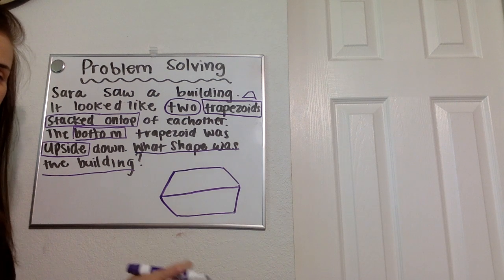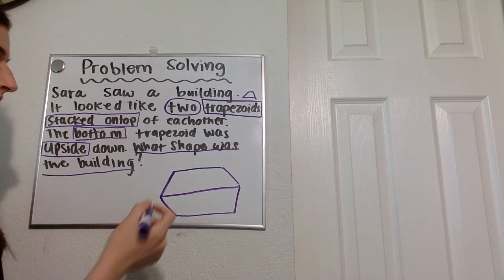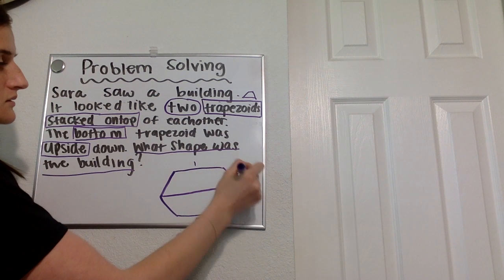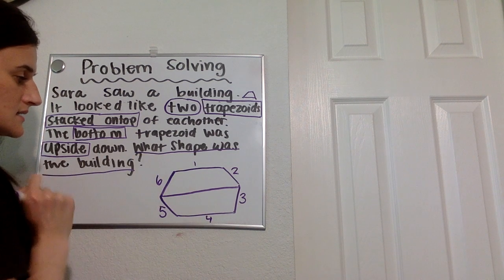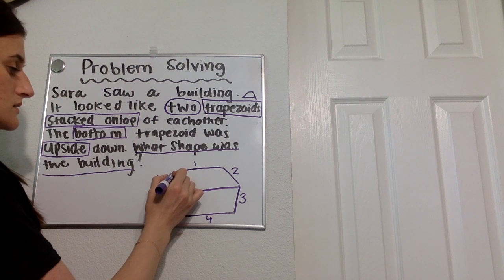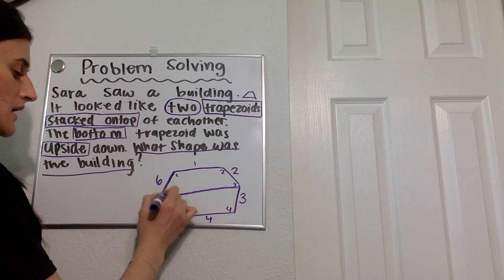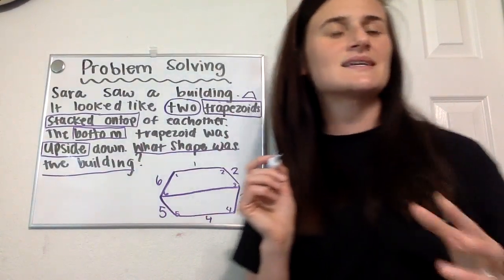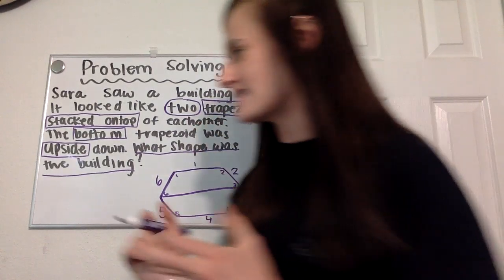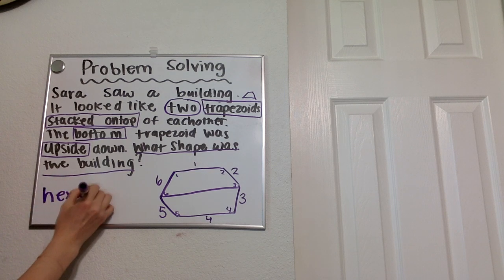Now, how can I figure out what shape this is? Well, what I'm going to do is I'm going to count the sides. So I have 1, 2, 3, 4, 5, 6 sides. I'm going to check it by counting my angles. 1, 2, 3, 4, 5, 6. And I know my shape that has 6 sides and 6 angles is a hexagon. So the answer to my question is my building is in the shape of a hexagon.